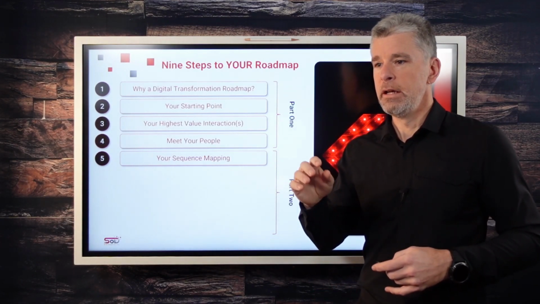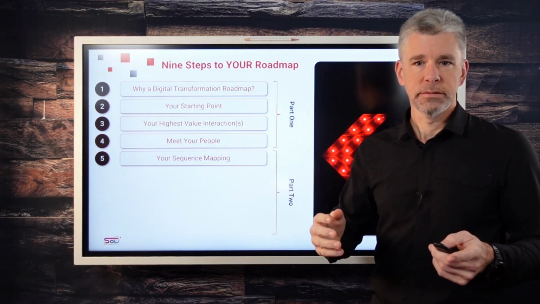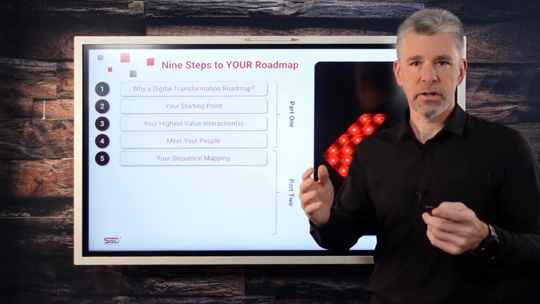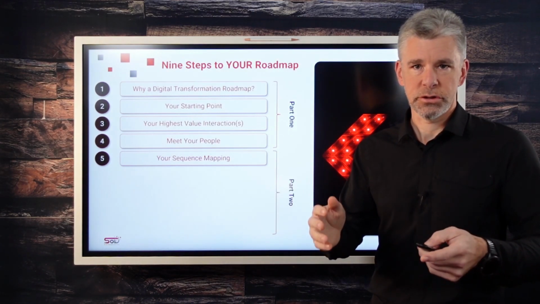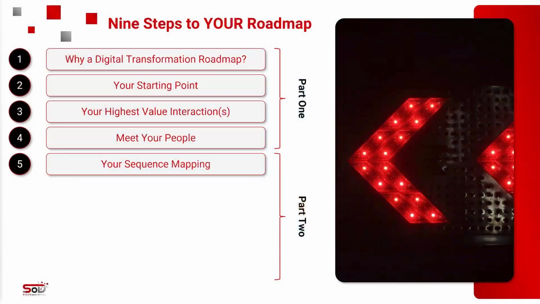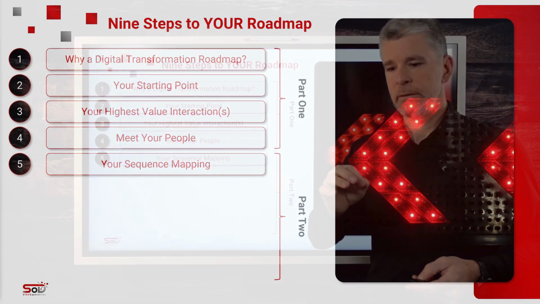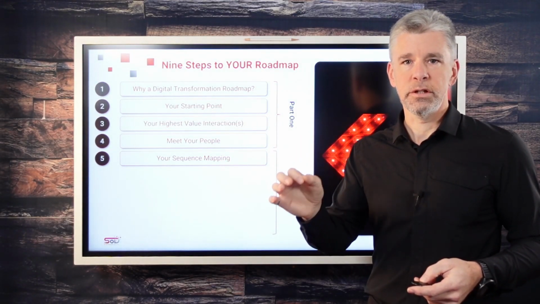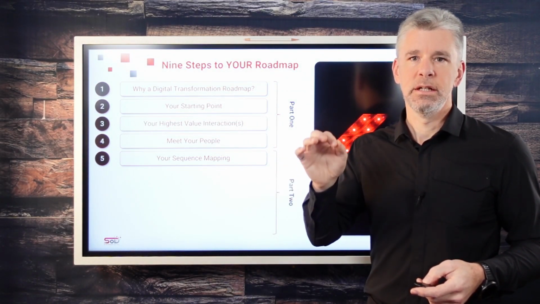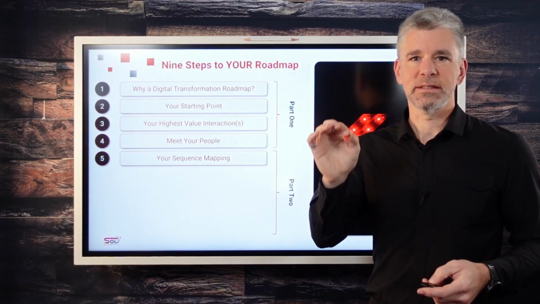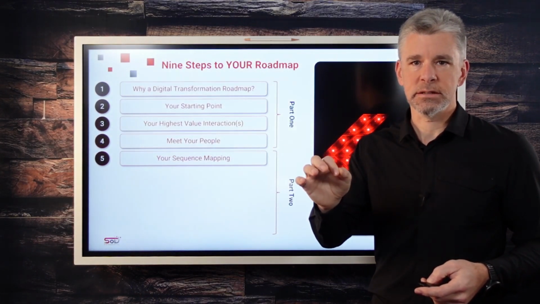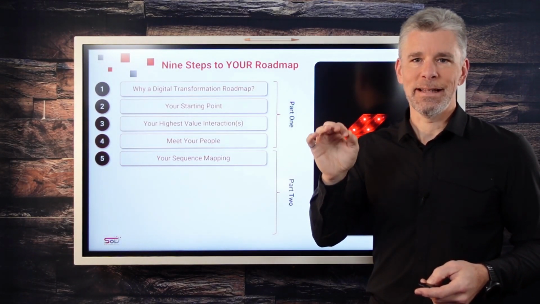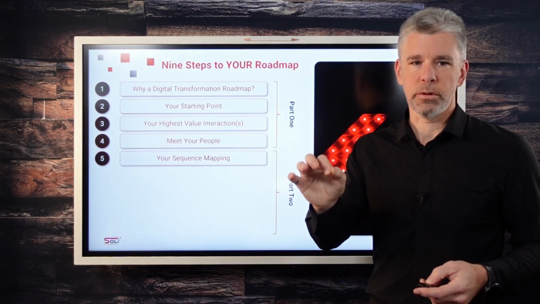So, in step 3, you defined what is the highest value interaction you have in your organization, in your company. Now it's time to map it. Mapping it is a bit more difficult, but you have to do it. You need to master that sequence to find out what are the secrets, what are the inefficiencies, what are the gaps in that sequence. So very, very important.